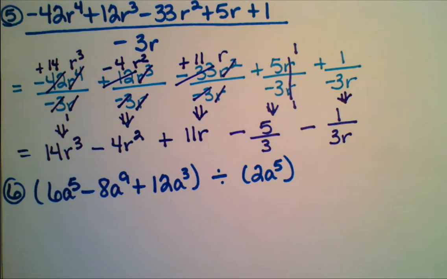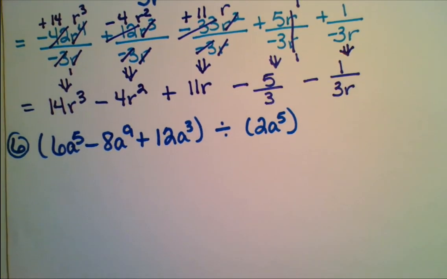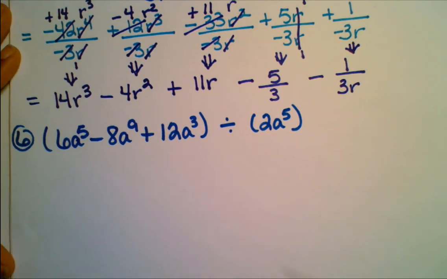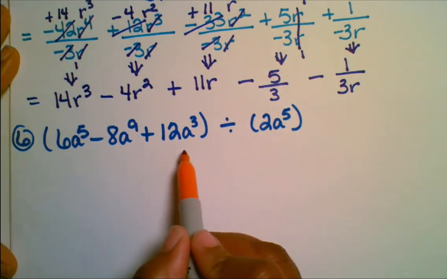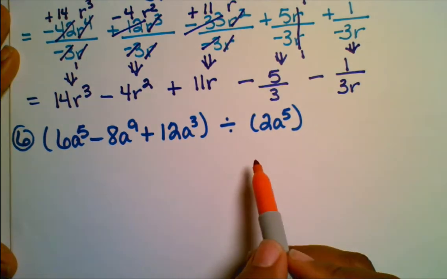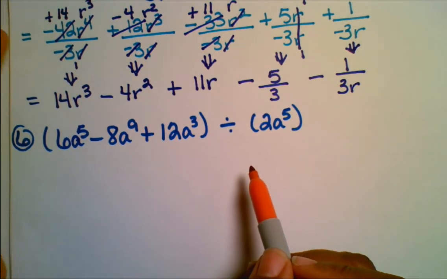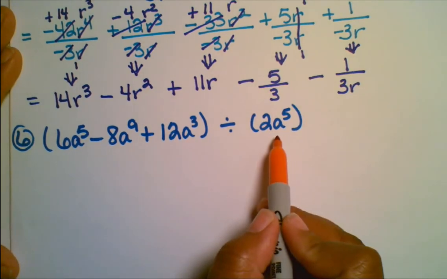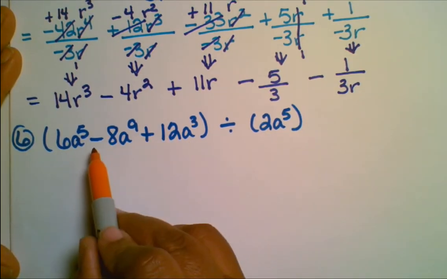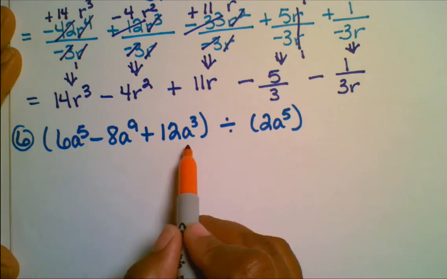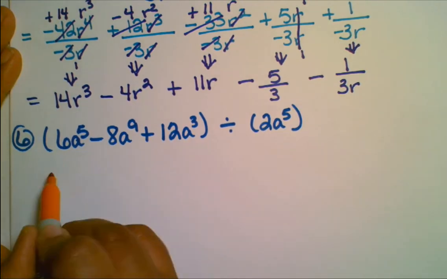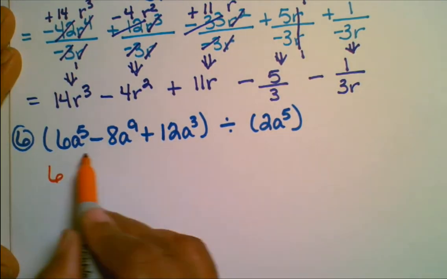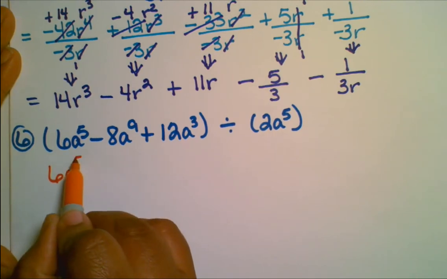And then number 6, we have here 6a to the fifth minus 8a to the ninth plus 12a cubed, all divided by 2a to the fifth. So our monomial is 2a to the fifth. Our polynomial is this trinomial that's listed here. We're going to divide 2a to the fifth into each of these terms.